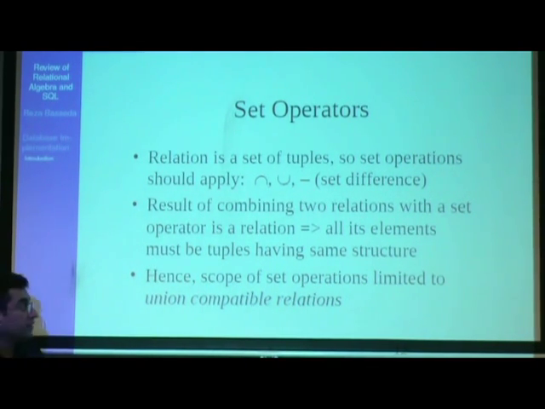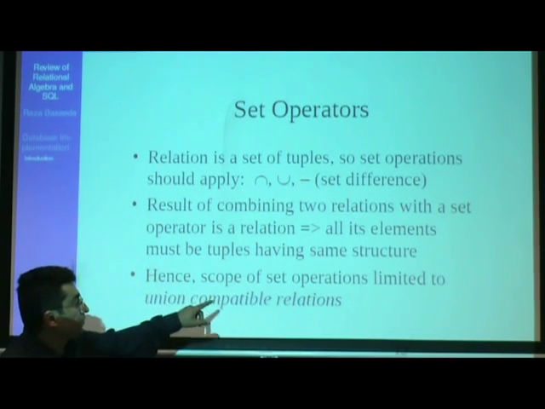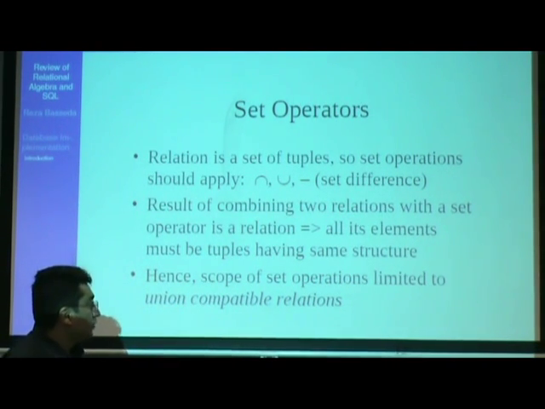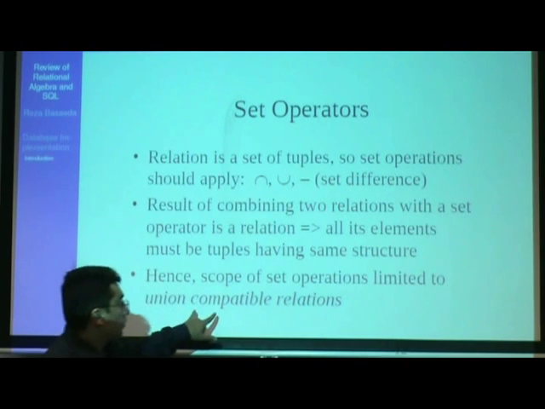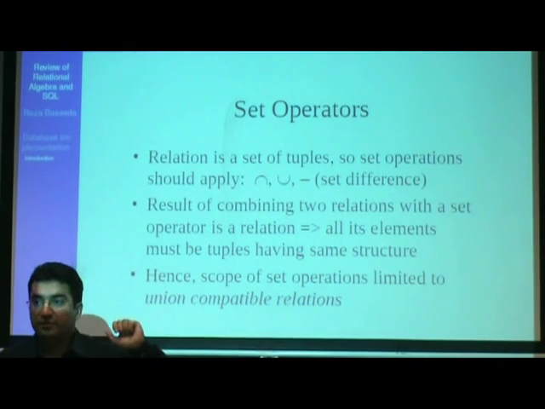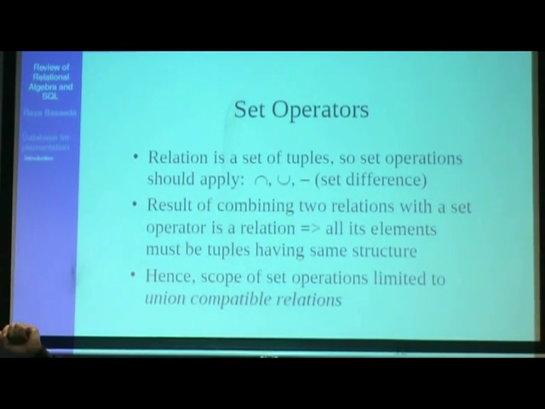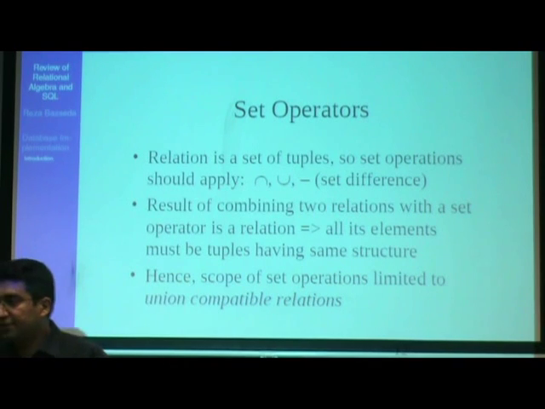One more thing is that the scope of set operations is limited to union compatible relations. What does it mean? They should be of the same entities, the same columns, exactly the same domain.